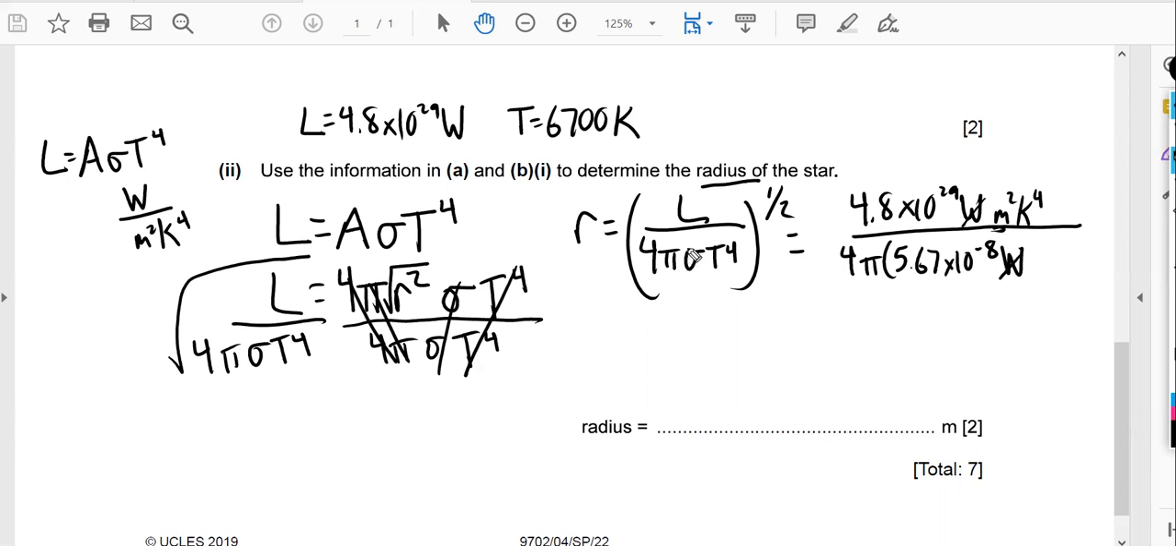And then where am I at? Sigma, so then we need temperature to the fourth. And so we're using this temperature, 6,700 Kelvin, and that's all to the fourth power. And so here, Kelvin to the fourth will cancel those.